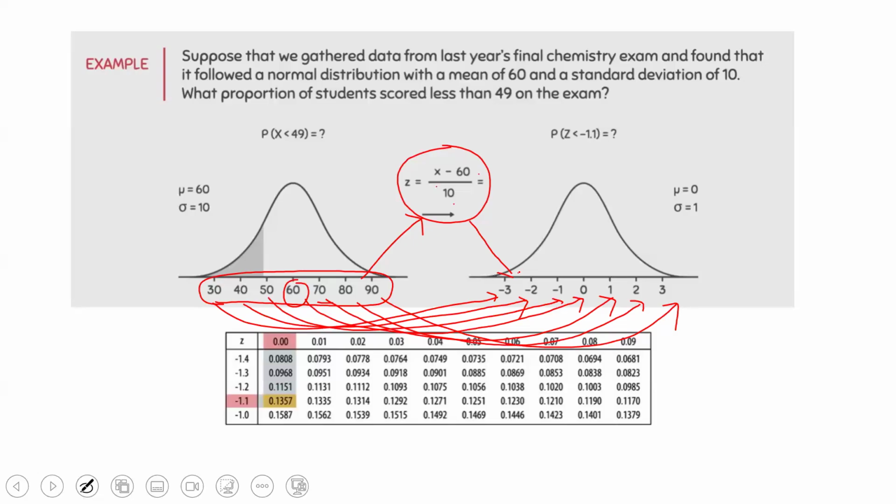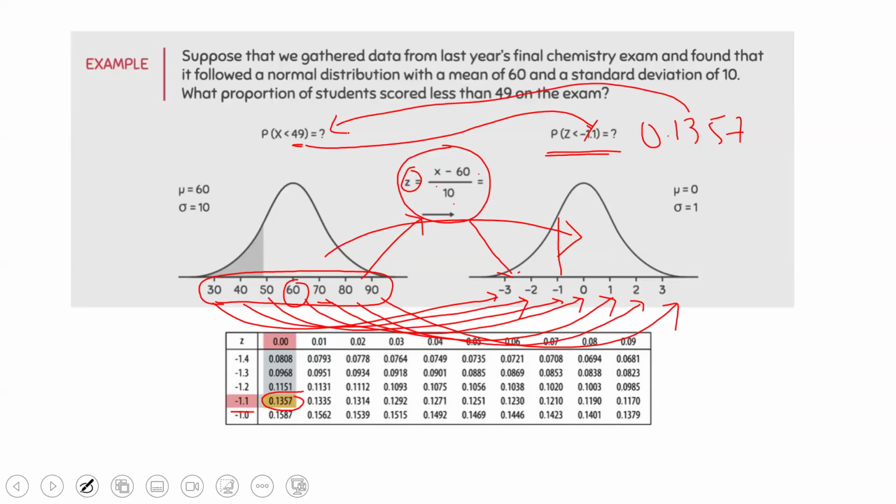Yes, understood. Right? Now 49 is again converted to this scale. We are just scaling using this z-score. So this graph is scaled to this, and this value is scaled to this. Now you can get this probability, the area under this curve at minus 1.1, from the z-score table. So the area under the curve is 0.1357. The same value applies for this as well. That is how you calculate the area under the curve for any normal distribution by converting it to standard normal distribution.